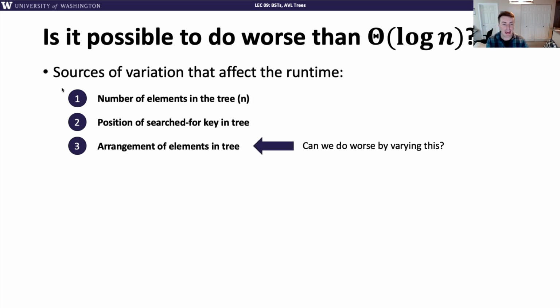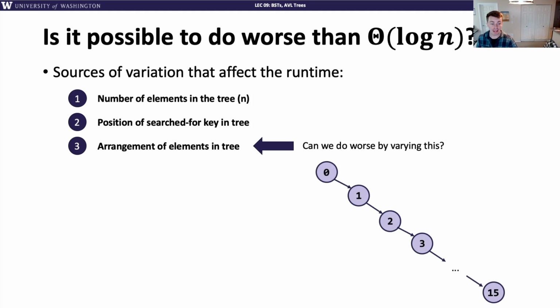Now, can we make this runtime, theta log n, when we're searching for a key that's not in the tree, worse than theta log n if we change the tree around? And I would argue that we can. I'm going to show you this horrible picture, this terrifying image of a binary search tree that has a worst case runtime worse than log n.